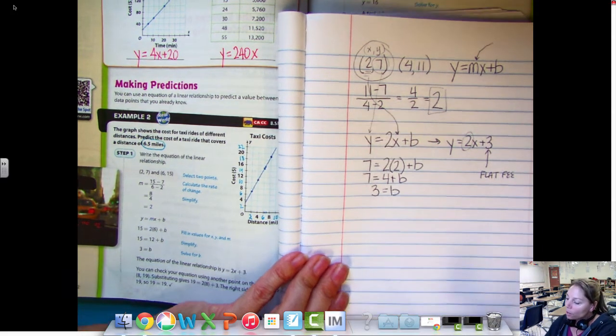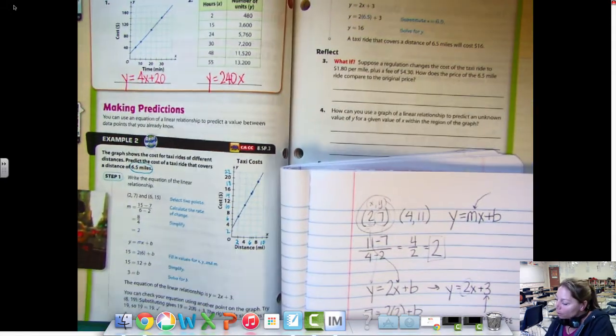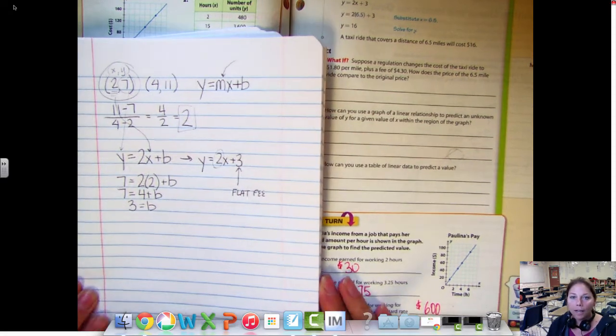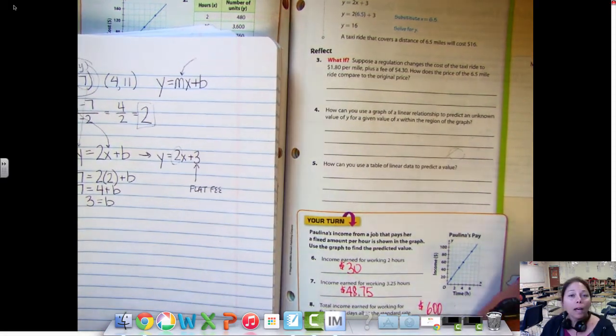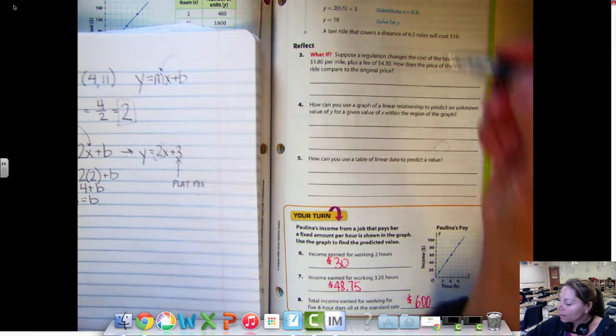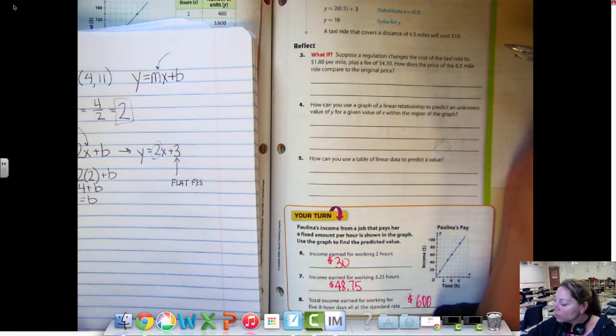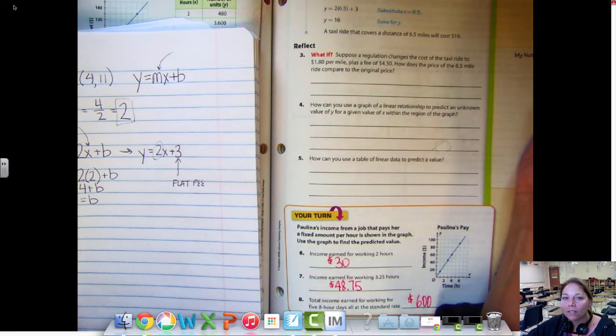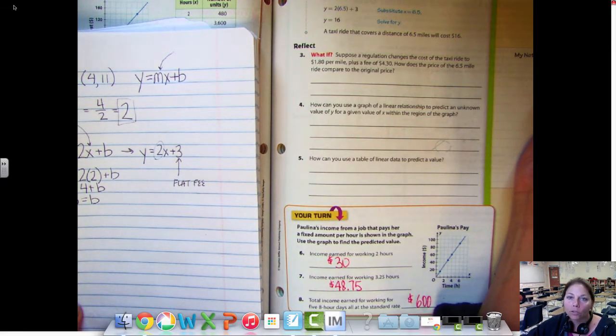Okay, so these are some of the skills that you're going to need for the lesson you're going to work on today. And we're going to go ahead and reflect a little bit. So let's see what it asks us. It says, suppose a regulation changes the cost of the taxi ride to $1.80 per mile, plus a fee of $4.30. How does the price of the 6.5 mile ride compare to the original price?